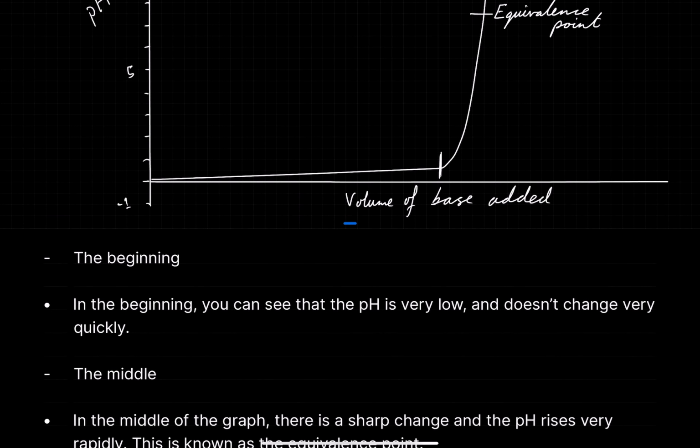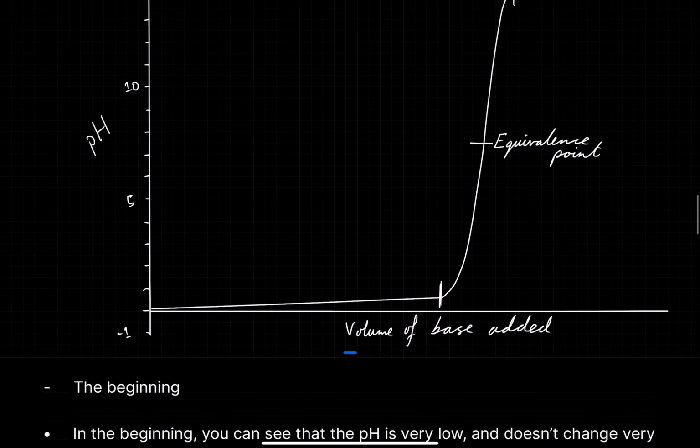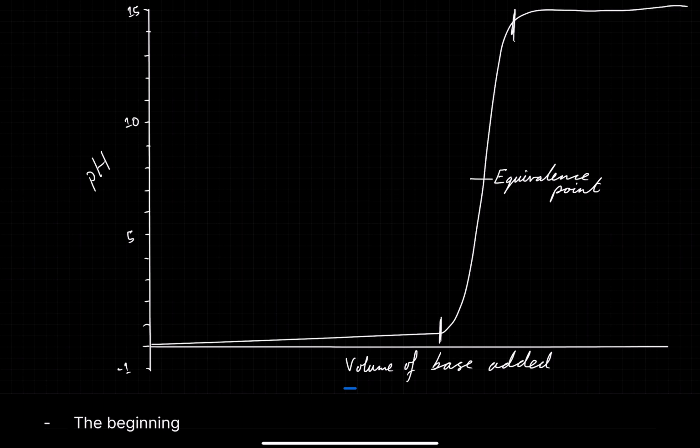In the beginning, you can see that the pH is very low and doesn't change very quickly. Now, this little part here is a perfect example of something that we call a buffer in chemistry. If you know what a buffer is, acids and bases do this very well. They act as buffers.